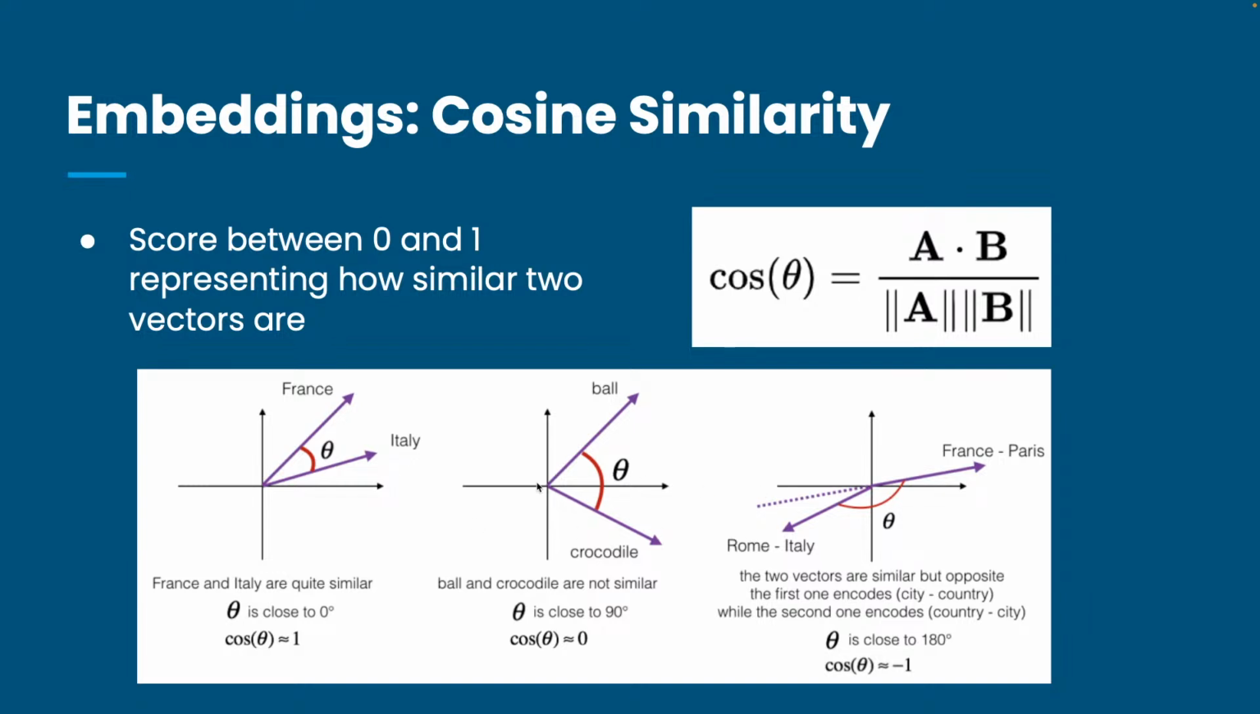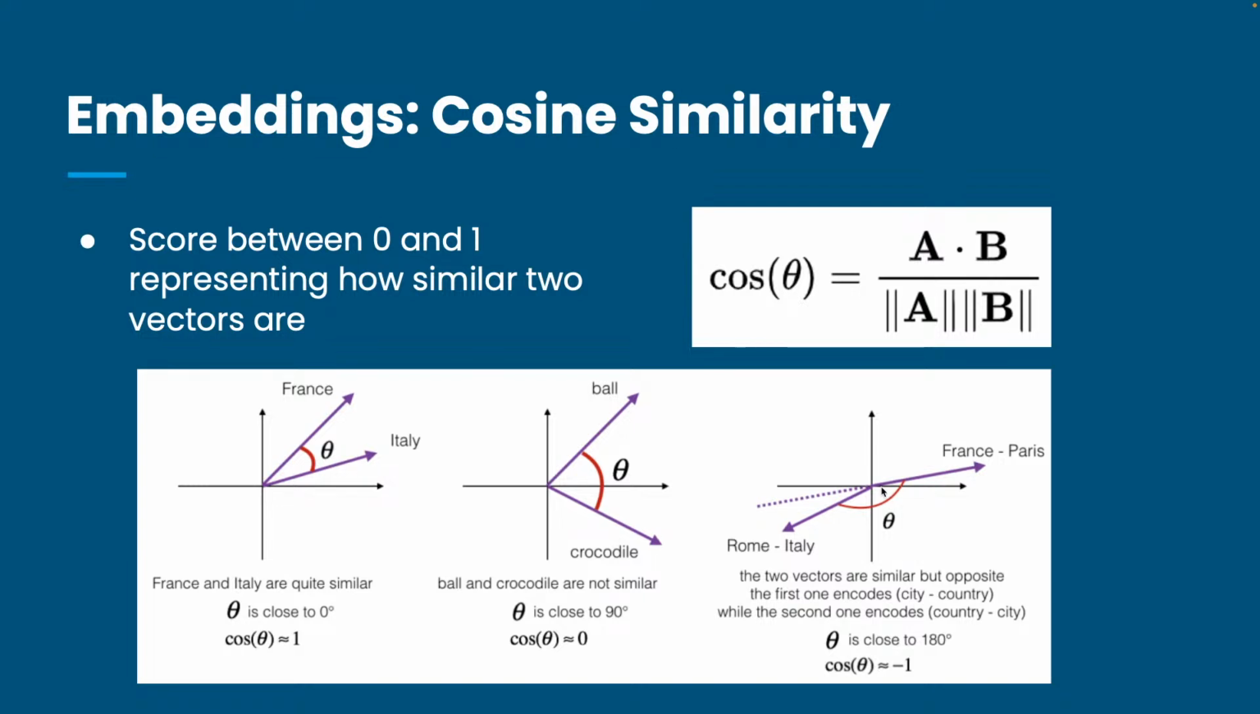So yeah, you can see a couple of examples here. For example, France and Italy are pretty similar, right? They're both countries. And so the angle between them is pretty small. And if we take the cosine of that angle, you get a pretty large number, very close to 1. And ball and crocodile are very different, right? They represent completely different concepts. And so theta will be around 90 degrees. They'll be perpendicular. And so that'll mean they don't really have a relationship between each other.